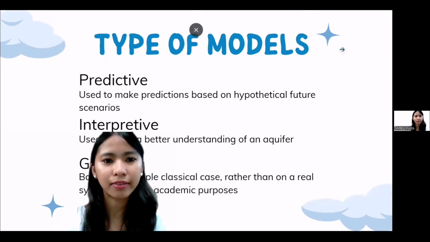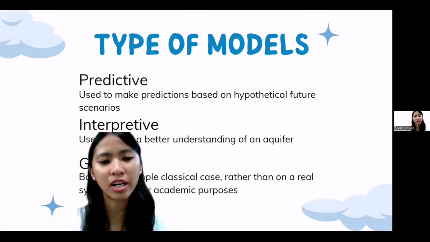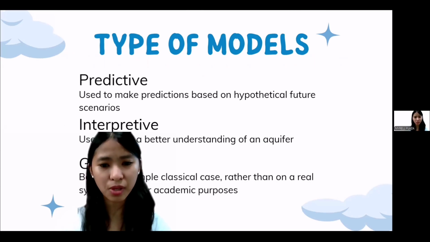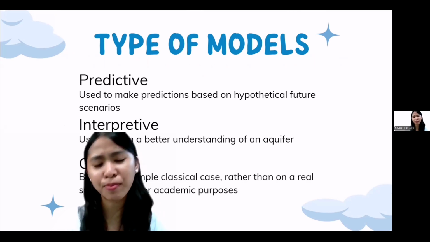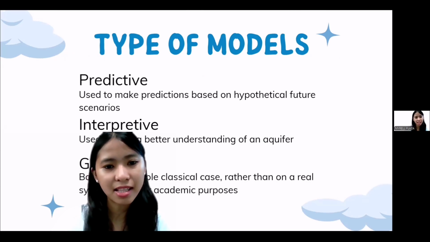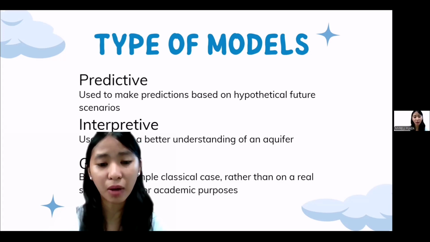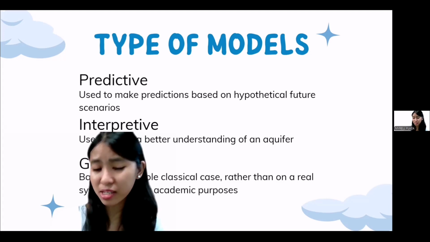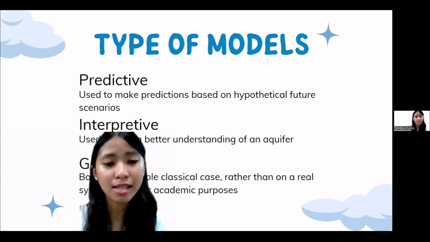Next, we have three types of models: the predictive model, the interpretive model, and the generic model. The predictive model is used to make predictions based on hypothetical future scenarios. These models allow us to forecast the impacts of different management strategies. Next is the interpretive model, used to gain a better understanding of an aquifer. These models help us understand the underlying processes driving groundwater flow and contamination.